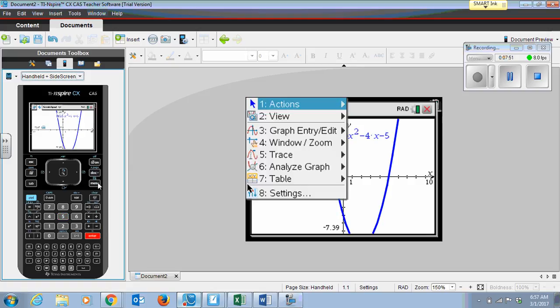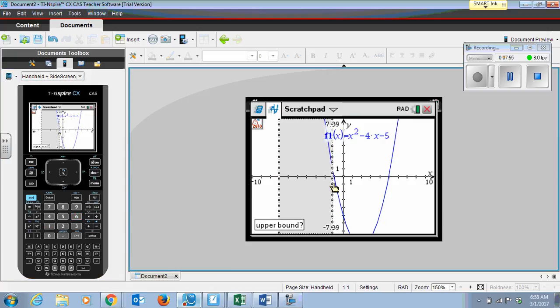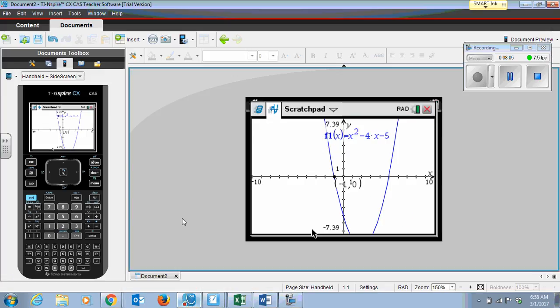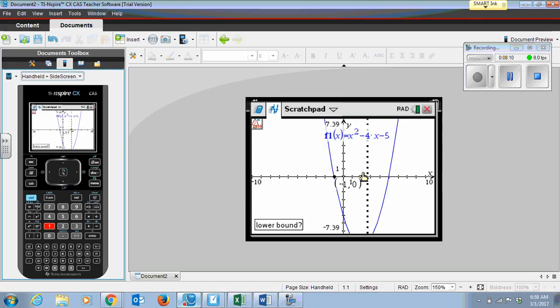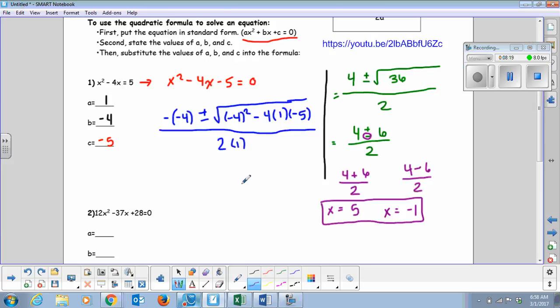I see that symbol. Menu 6.1 tells me how to find my roots. I'm going to click lower and just go a little bit past where that first root is, and I see I get negative 1, which was my second root. And then for the second side, I'm going to do menu 6.1 again, but this time I'm going to start with my lower bound somewhere in the middle of my graph and then move to the right, and I see that my second root is 5, so I'm good to go.